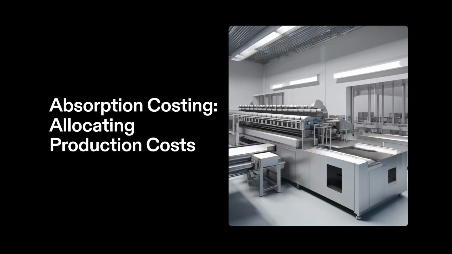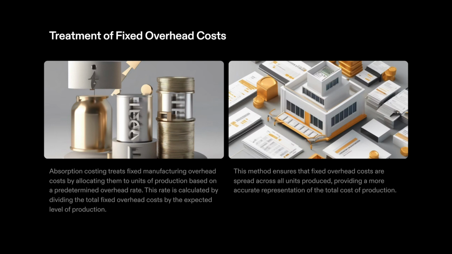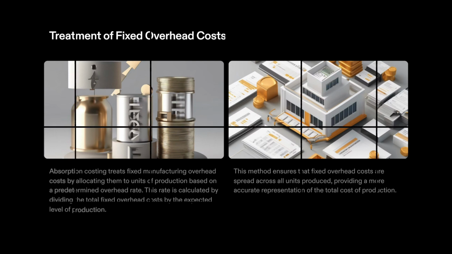Key points about absorption costing include: 1. Treatment of fixed overhead costs. In absorption costing, fixed manufacturing overhead costs are allocated to units of production based on a predetermined overhead rate. This rate is calculated by dividing the total fixed overhead costs by the expected level of production, often measured in terms of direct labor hours, machine hours, or units produced.